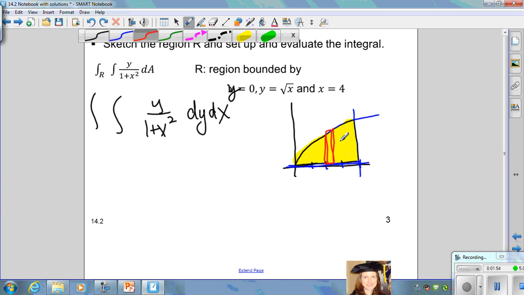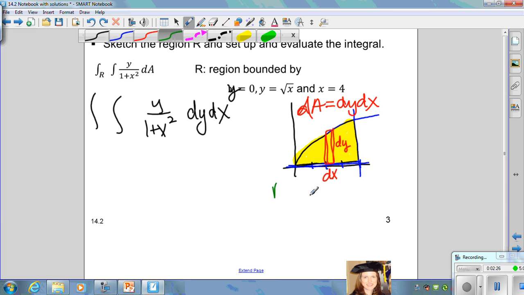With that vertical rectangle, that long side is your change in y going up and down, and that little change here is your dx. So the differential area dA, the area of that representative rectangle, is your length times your width, dy times dx. So let's determine our bounds of integration.